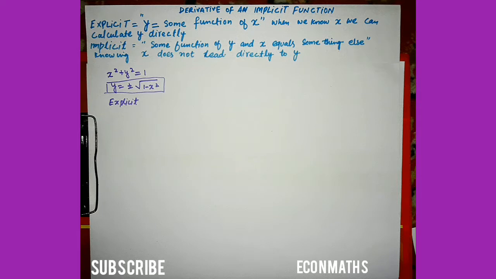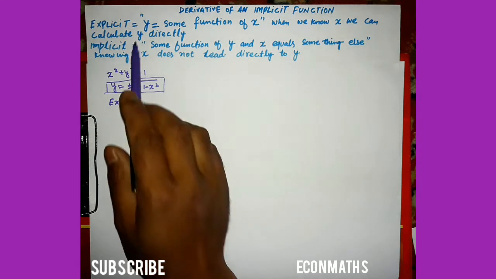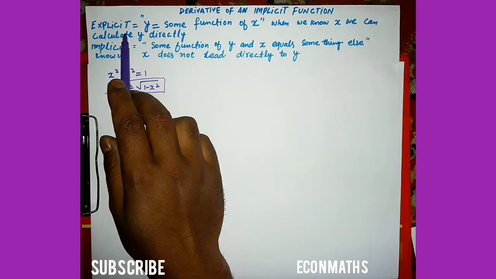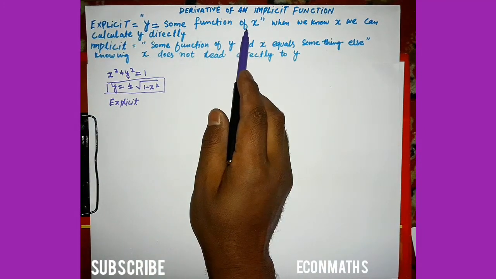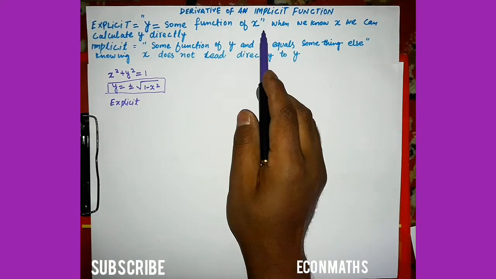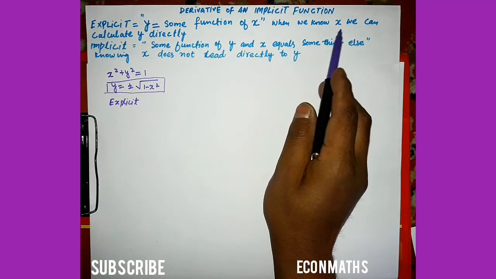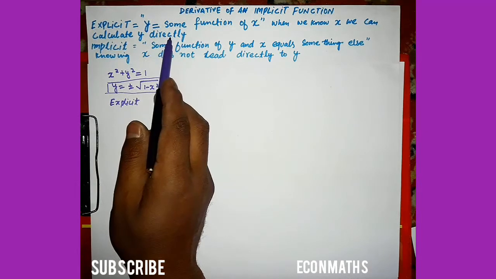Before talking about the implicit function, we must know what the explicit function is. Explicit means y is some function of x. That is, it is explicitly given that y is a function of x. When we know x, we can calculate y directly.